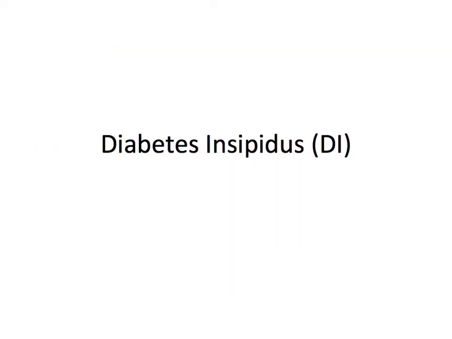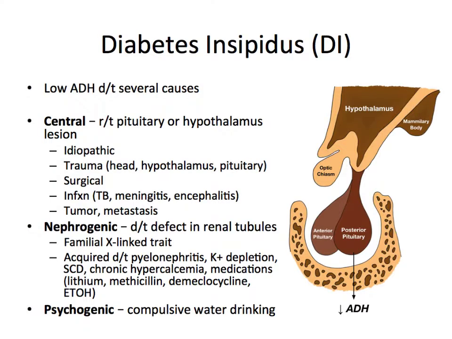The next condition associated with antidiuretic hormone is diabetes insipidus. Diabetes insipidus is characterized by a low antidiuretic hormone due to several causes. There are 3 broad categories of causes. Central DI is related to either a pituitary or hypothalamus lesion. This can be idiopathic or associated with trauma, such as with a head, hypothalamus, or pituitary lesion, surgery, infection, such as with TB, meningitis, or encephalitis, tumor, or metastasis.